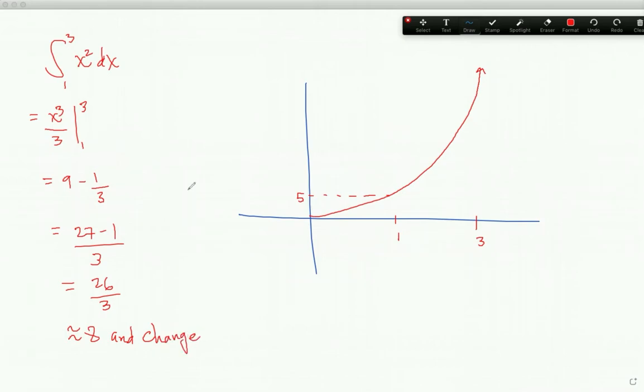I'm being lazy. We can figure it out. It's like 8.67. Okay. Sorry.